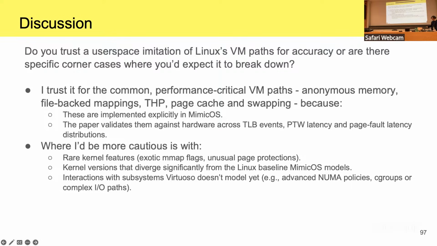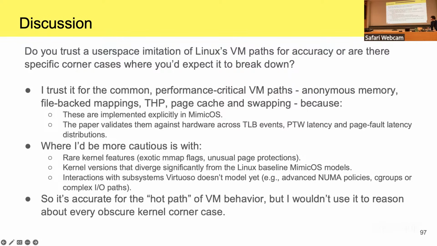But where I'd be more cautious is with raw kernel features and also with kernel versions that diverge significantly from the Linux baseline Mimic OS models, and also interactions with subsystems which it doesn't model yet. So we can say it's accurate for the "hot path" of virtual memory behavior, but I wouldn't use it to reason about every obscure kernel corner case.